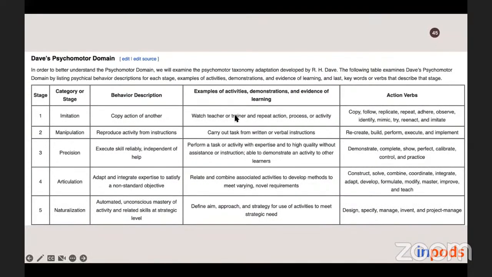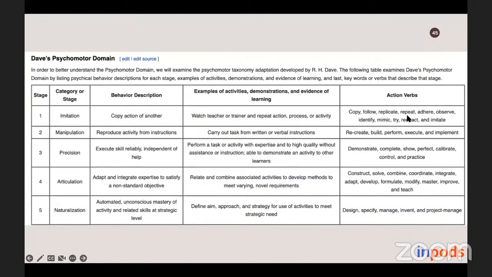So you will find a huge resources on the internet. Easily you can find such charts which can help you understand what is the psychomotor domain and what is expected here from the teacher. For example, let's say, what is imitation? This is copying the action of another. So watch the teacher or the trainer and repeat the action, process or activities.